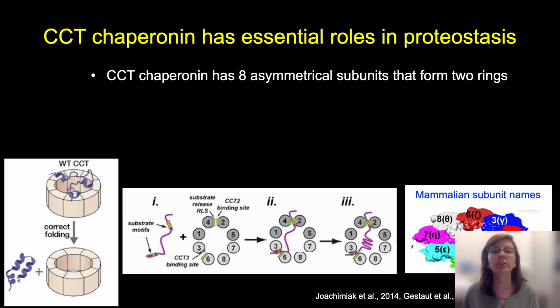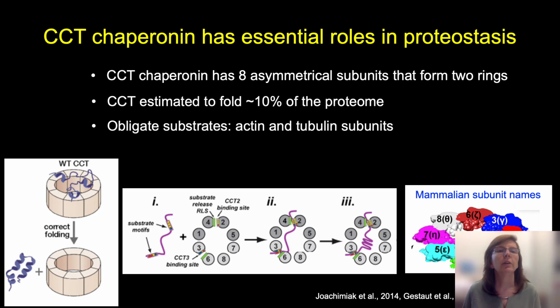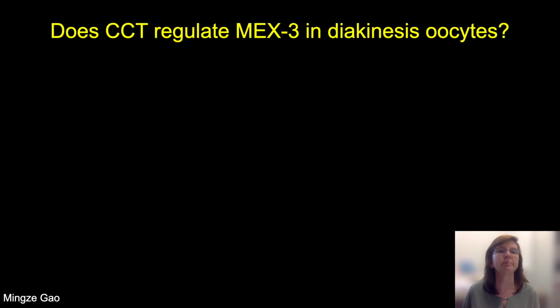In mammalian studies, the subunits have slightly different names, which I'm showing on the right. But the subunits are highly conserved in all eukaryotes. This chaperonin is estimated to fold approximately 10% of the proteome, and its obligate substrates are actin and tubulin subunits. So does CCT regulate MEX3 in diakinesis oocytes?